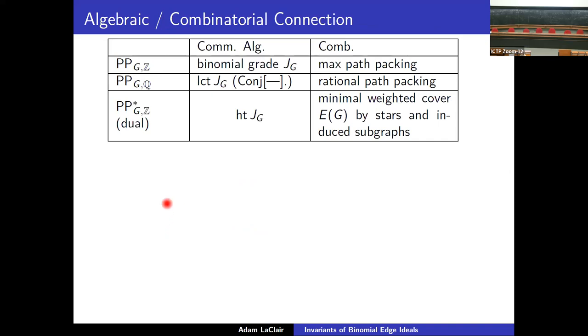And then you can basically do a similar thing as you did over there. You can write down how the linear program relates the commutative algebra and the combinatorics. And the answer is, if you solve that linear program over the integers, combinatorially it's maximal path packing. If you solve it over the rationals, it's the log canonical threshold, or conjecturally at least. And I can show that for some special cases, which you might call rational path packing. And if you look at the dual, you actually recover the height of the binomial edge ideal. Combinatorially, it corresponds to covering your graph by certain subgraphs where you've assigned some weight and you're trying to minimize this weight.